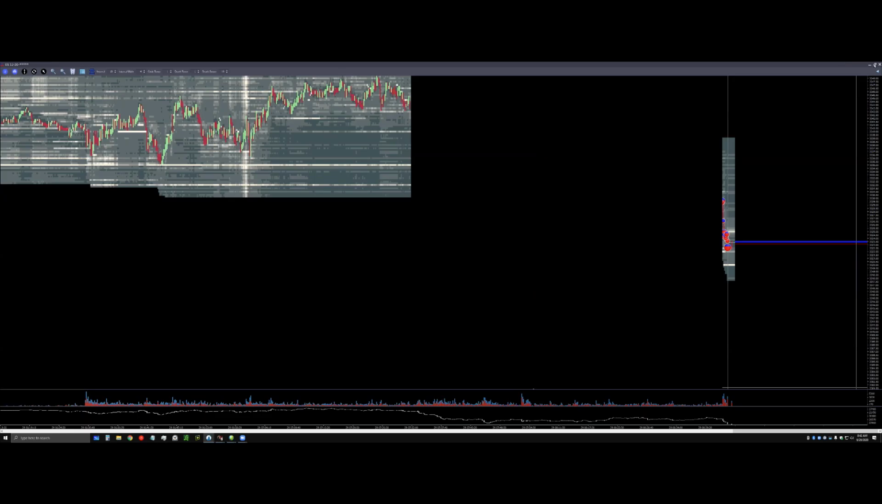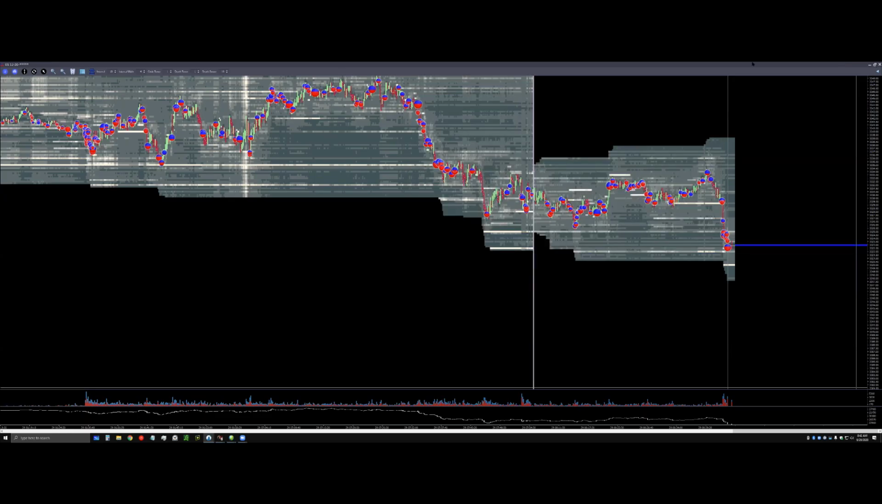Anyway, key point, the first key point is that liquidity doesn't mean support or resistance. It often means the opposite. So you can't look at this and make a trading decision.